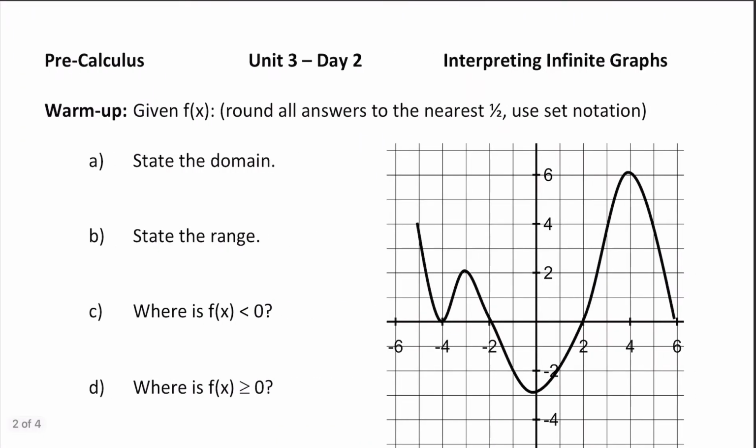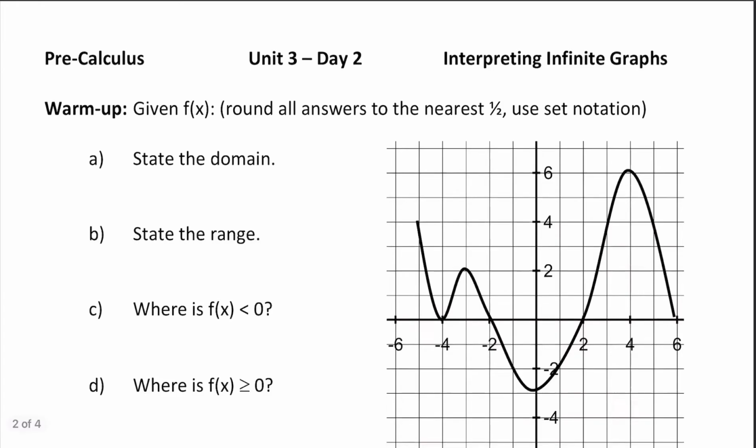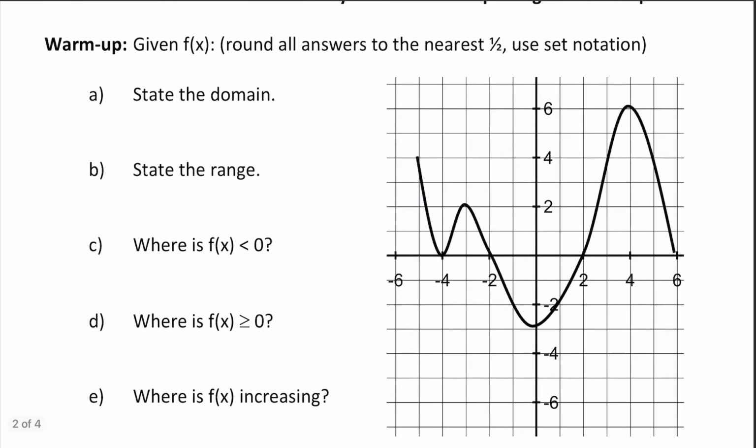First, let's start with a warm-up from yesterday, interpreting finite graphs. Given this graph on the right, I want to state the domain, the range, where is f of x less than 0, where is it greater than or equal to 0, where is it increasing. And notice up here it says round all answers to the nearest half, use set notation.